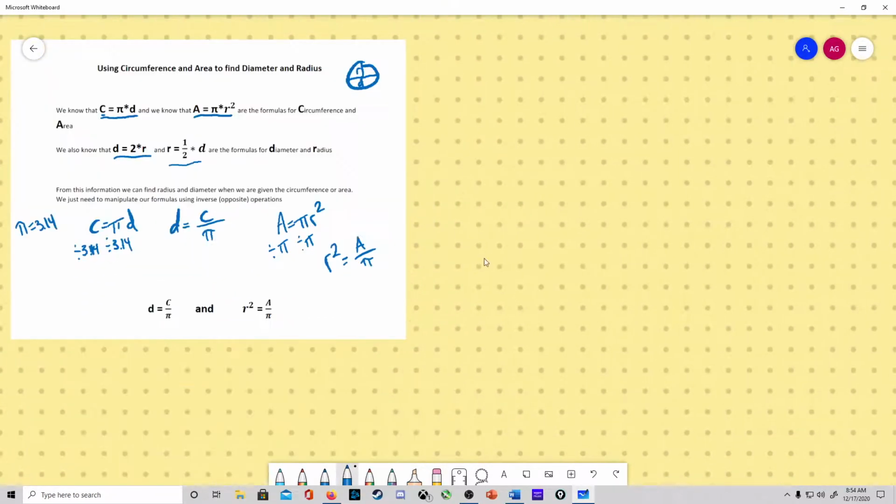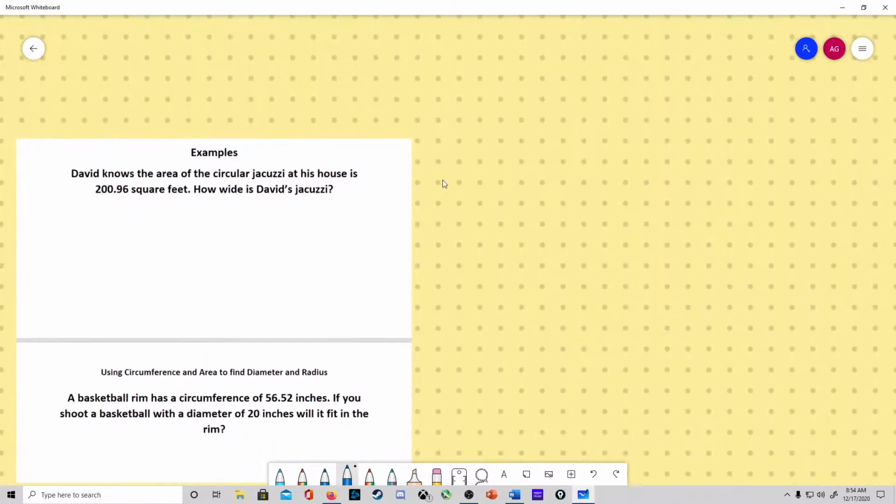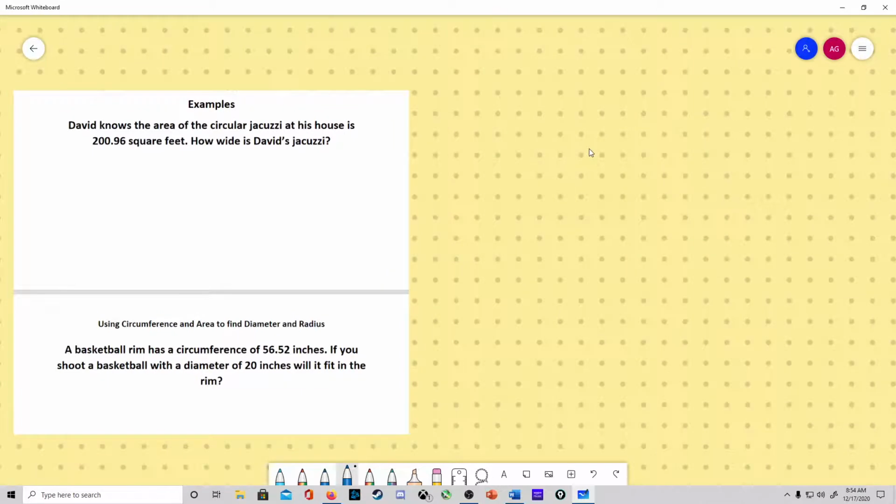So let's say David has a jacuzzi in his yard, and he knows that his jacuzzi has an area of 200.96 square feet. But he wants to know how wide it is. Maybe he wants to put a volleyball net across his jacuzzi so they can play volleyball while they're relaxing. So I always like to draw a picture when I'm doing these. It just helps me make sense of the problem.